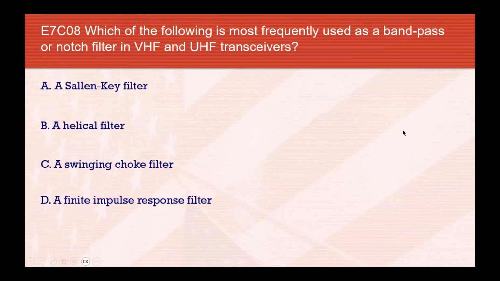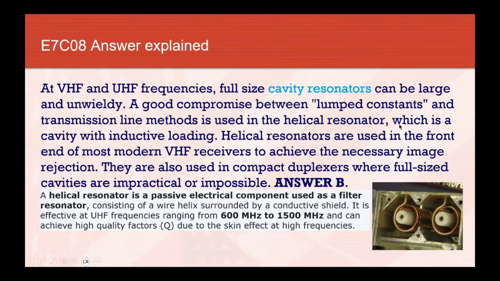What's frequently used as a bandpass notch filter for UHF and VHF? That's where that helical filter thing comes in. And there's a picture of one, in case you'd like to see what it looks like. A little tiny metal box with a coil wire of a certain amount of inductance in it that acts as a filter.